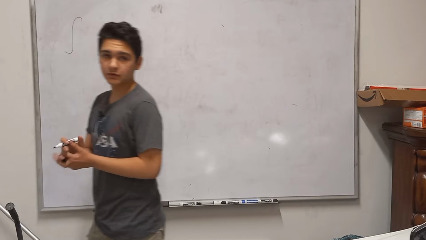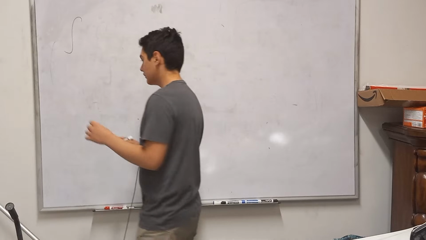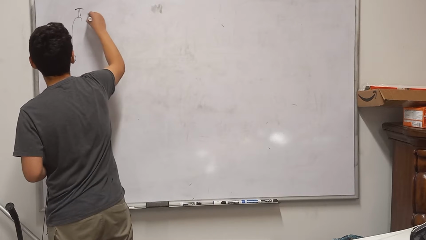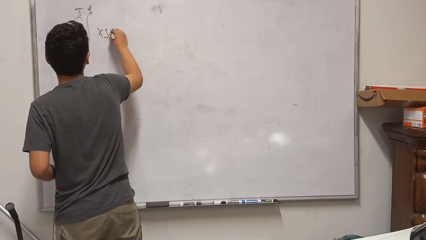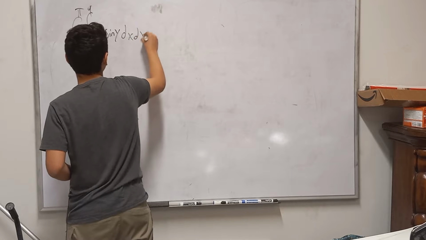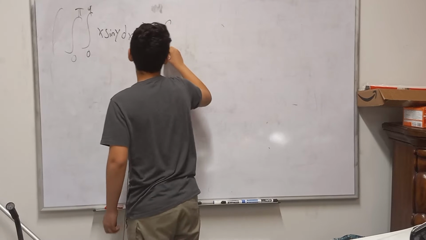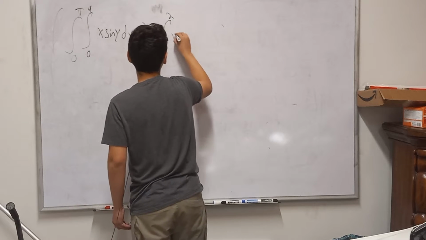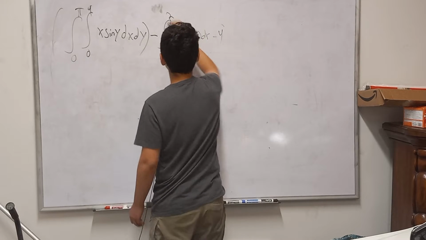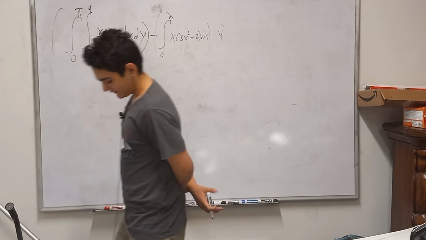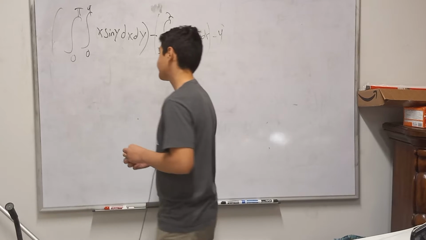Last math video, we learned double integrals. So we have a double integral from 0 to pi, and then 1 to 9, of x sine y dx dy, minus the integral from 0 to 2 of x times 3x squared minus 2 dx, minus 4. Okay. So what is so special about these integrals? Well, we'll find out, right?